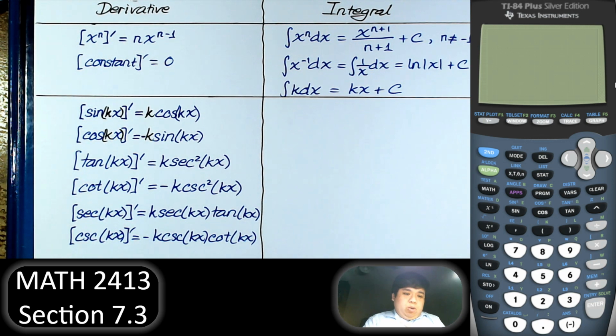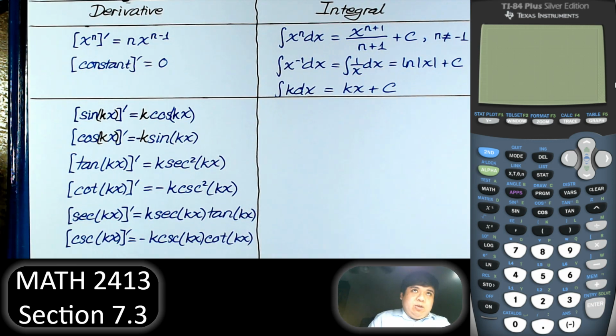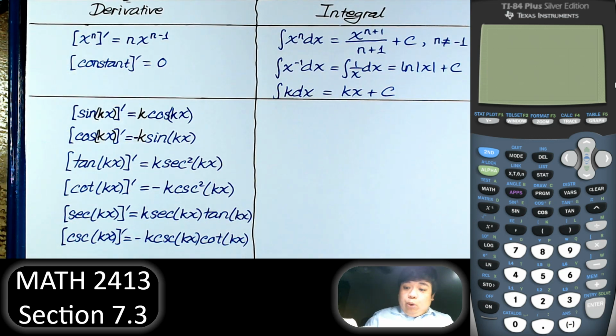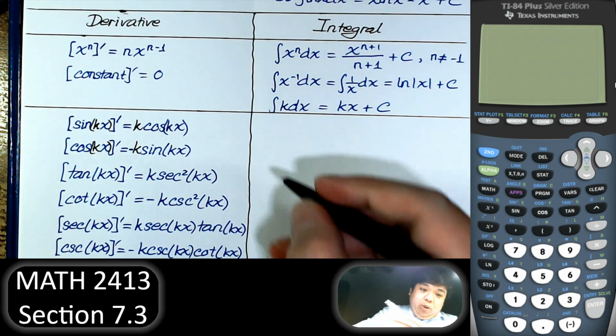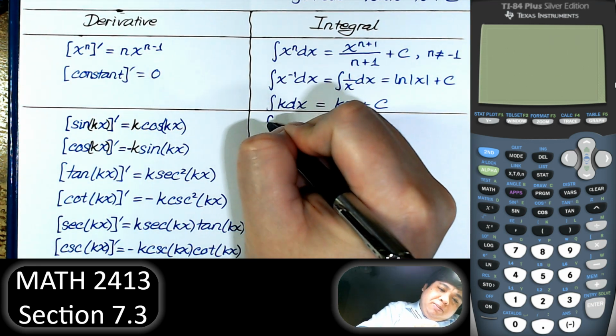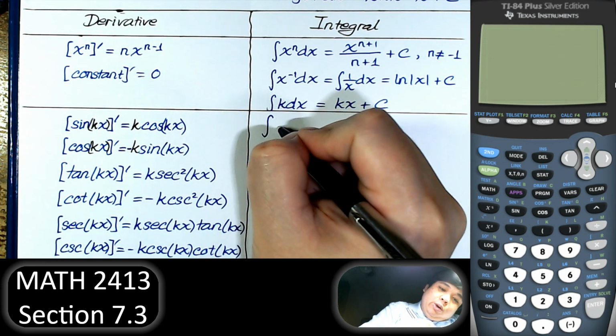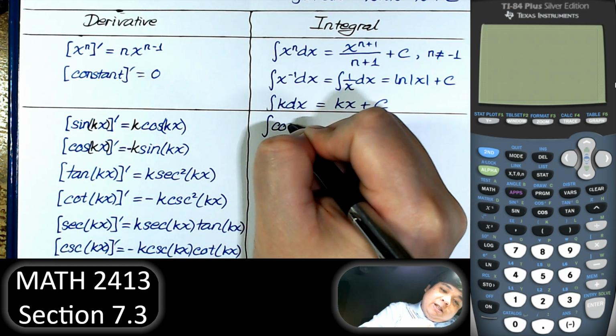Right, of course you can check the antiderivatives and go back from here to there, but that's certainly what we do. But I will not write all of them. You get the idea. Now we do the integral of cosine of kx.